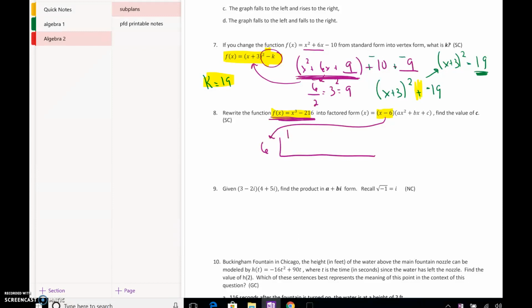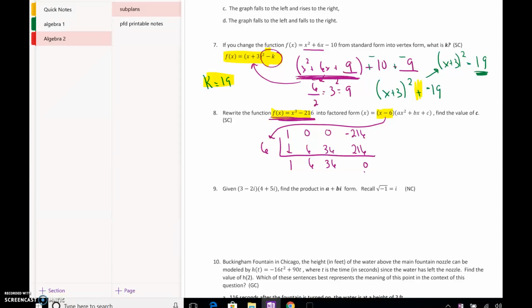So here's 1 for x cubed, there's 0 for x squared, there's 0 for x, and then the -216. Okay, so the first thing I'm going to do is bring down the 1. 6 times 1 is 6. Add up this column, that's 6. 6 times 6 is 36. Add up this column, 36. 36 times 6 is 216, and you get 0.